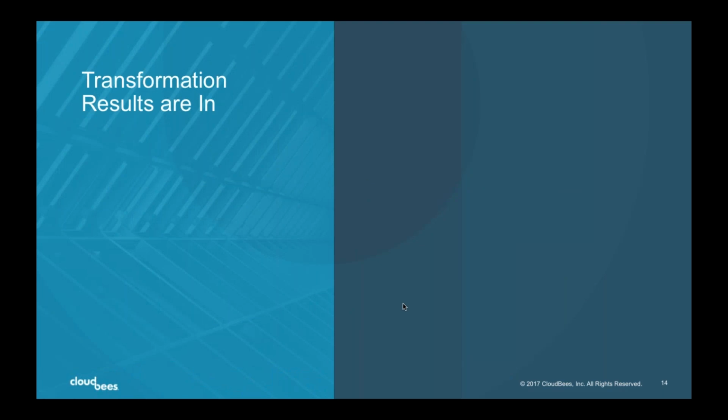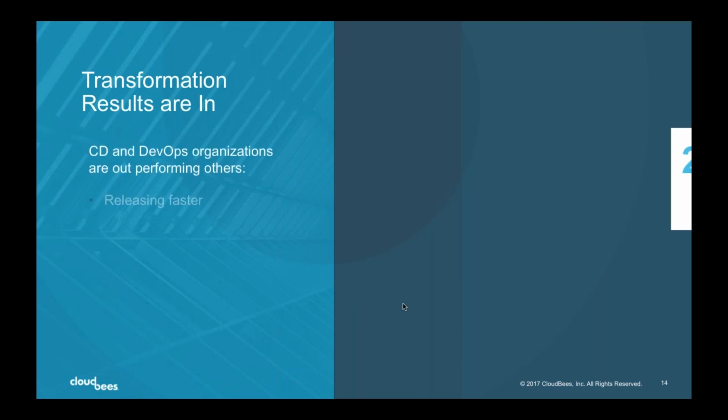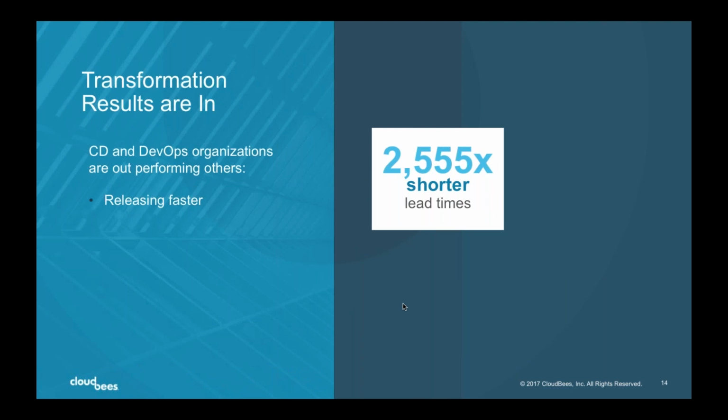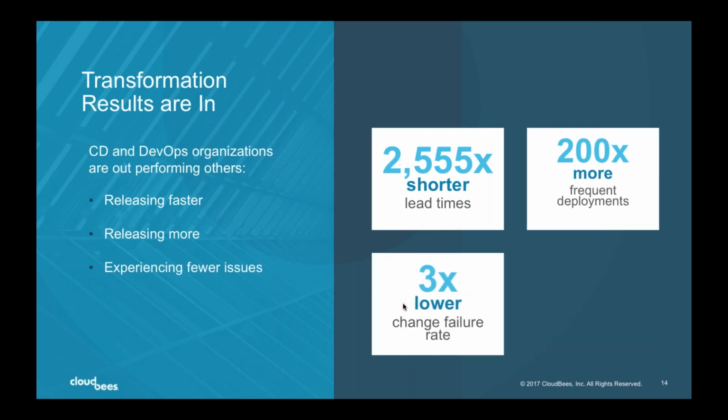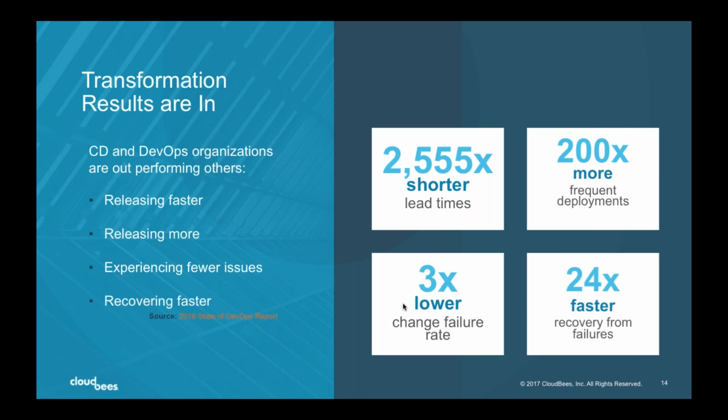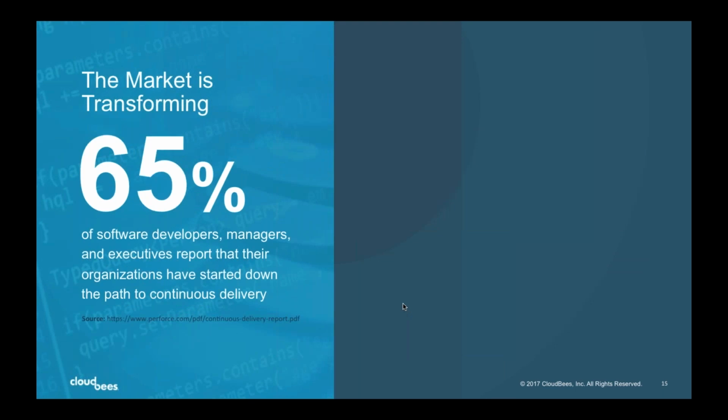Examples of what people are seeing in implementation of CD and DevOps is that they're releasing faster. In fact, an astounding 2,555 times faster. They're releasing 200 times more. They're experiencing 3 times fewer issues. And issues are a reality, so when it comes time to remediate those issues, organizations that are transformed have found that they can recover from issues 24 times faster.